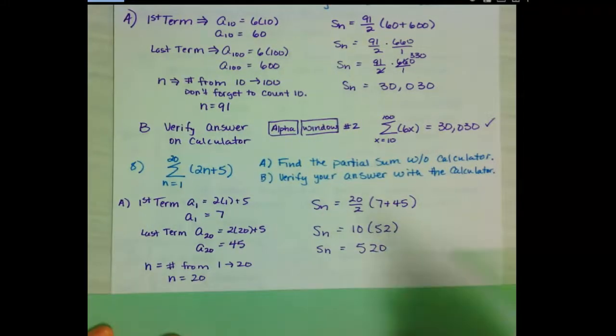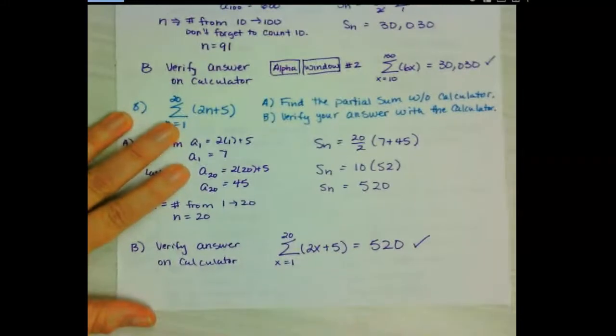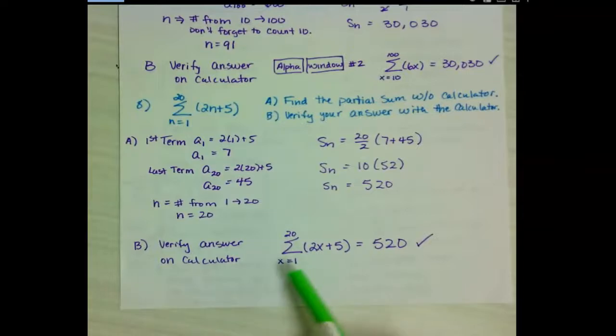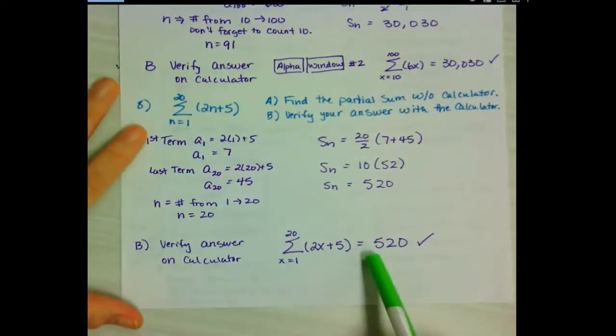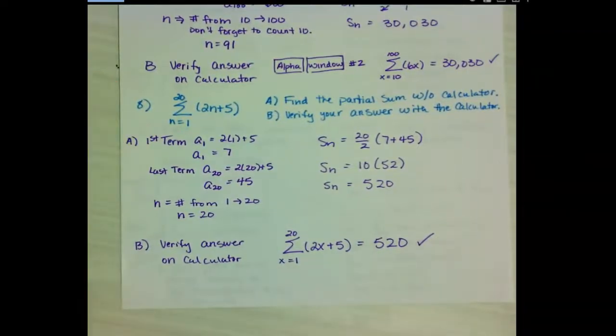And if I go to my calculator, we can verify on the calculator. This is what we would put in. We would put in an x for our lower bound, and I do get the same value on my calculator.